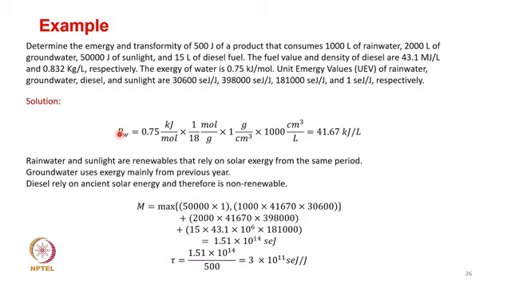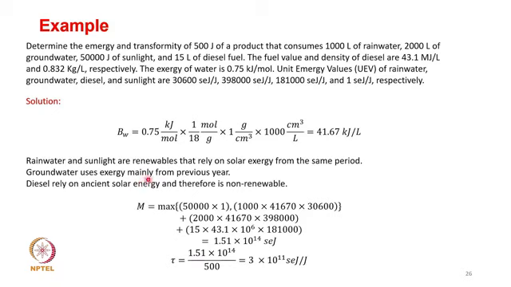So how do we compute this? We need to convert this 0.75 kilojoule per mole to the corresponding kilojoule per liter. This transformation is just to make sure that 0.75 is converted into kilojoule per liter. So now look at the calculation. Rainwater and sunlight are renewables that solely depend on solar exergy at the same period, so you only need to compute the maximum of one of those. So 50,000 is the sunlight times 1, and 1000 liters of rainwater, and this is the conversion factor, times the exergy of water.